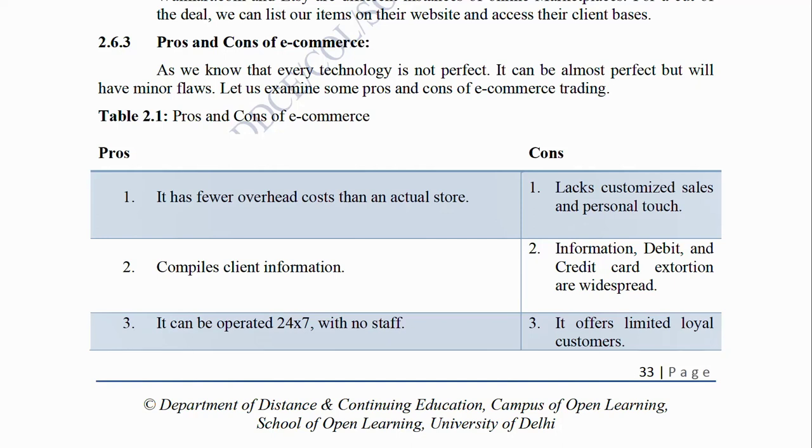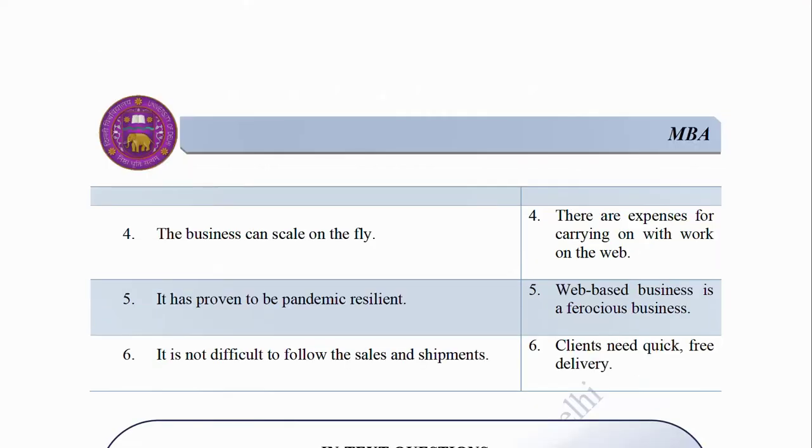Pros are, point number one, it has fewer overhead costs than an actual store. Point number two, compiles client information. Point number three, it can be operated 24/7 with no staff. Point number four, the business can scale on the fly. Point number five, it has proven to be pandemic resilient. Point number six, it is not difficult to follow the sales and shipments.